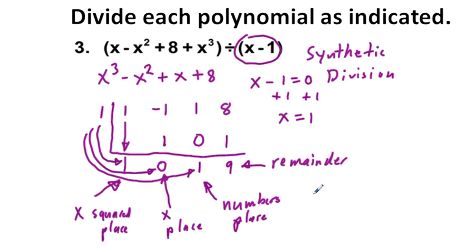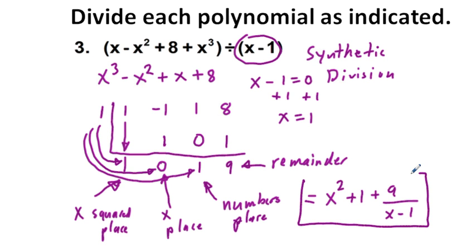So our answer is going to be 1 x squared, which we write as x squared, plus 0, which we're not going to write at all, plus 1, plus our remainder 9 over x minus 1. So that will be our answer for problem number 3.